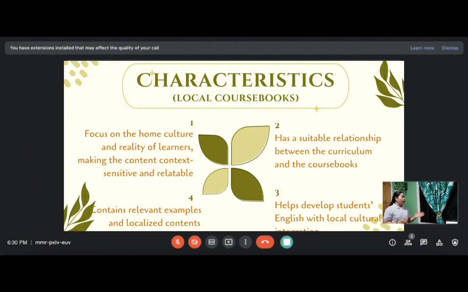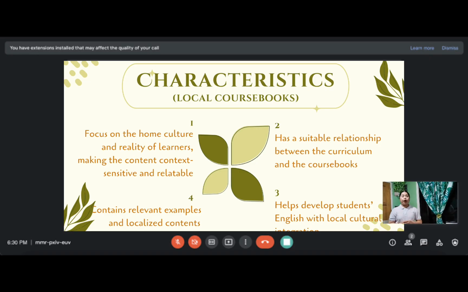Let's move on to the third one. It helps develop students' English with local cultural integration. So they help students learn English while integrating local culture. So students not only improve English, but they appreciate their own culture.